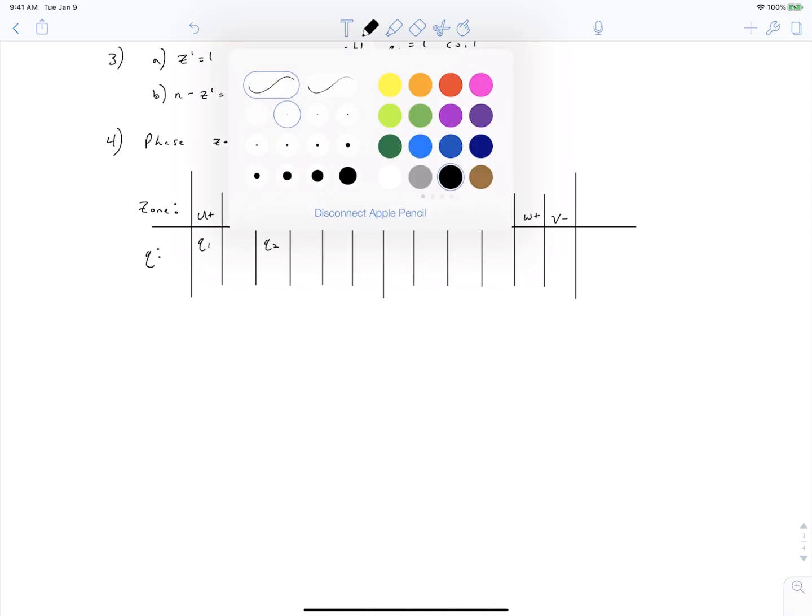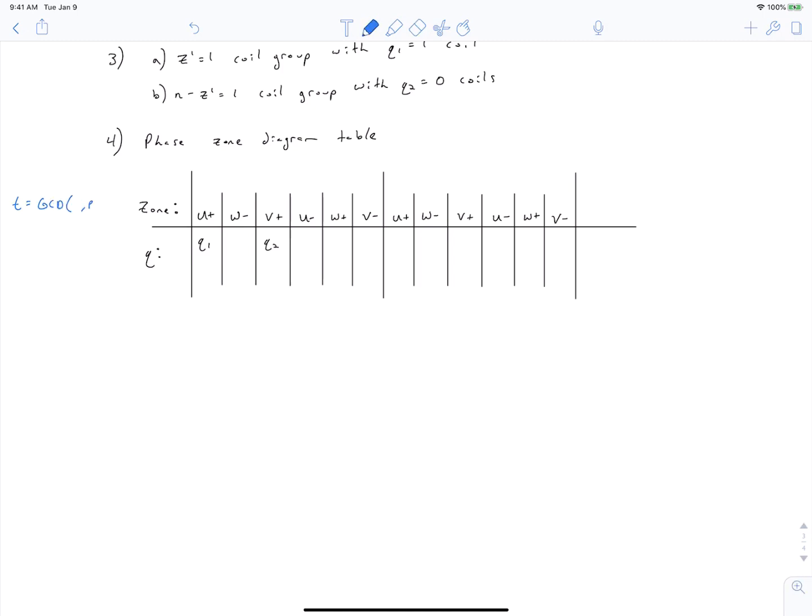And before we do this, we can do some calculations to figure out how long our table needs to be. And we do this by determining our base winding length. So T, which is the greatest common divisor of Q and P, is going to be the greatest common divisor of 6 and 2, which is equal to 2. And then P prime is going to be P divided by T, which is just going to be 1.